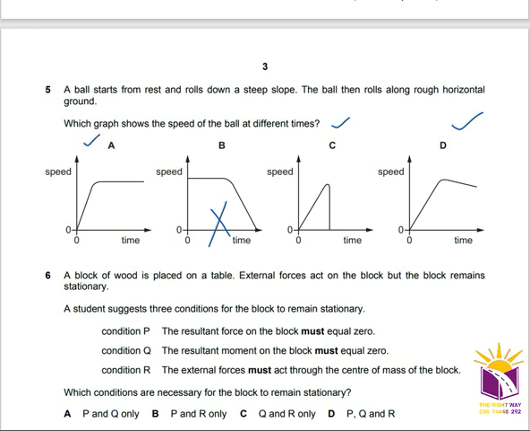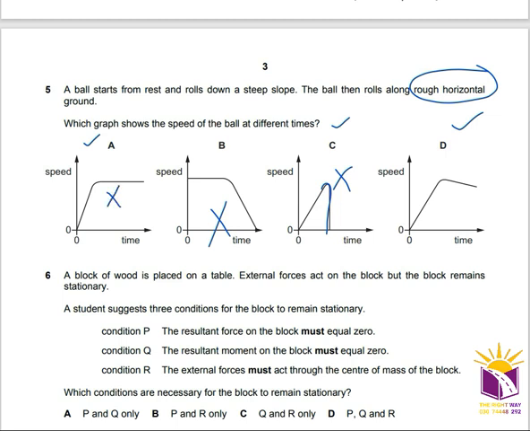Now, it does not come to rest as it moves down the steep slope. Here it is showing that it comes to rest, so this one is wrong. After that it is moving on a rough horizontal surface, the rough horizontal ground. If it is rough horizontal ground, then there should be some resultant force. Then the speed would not be constant. So A is not possible.